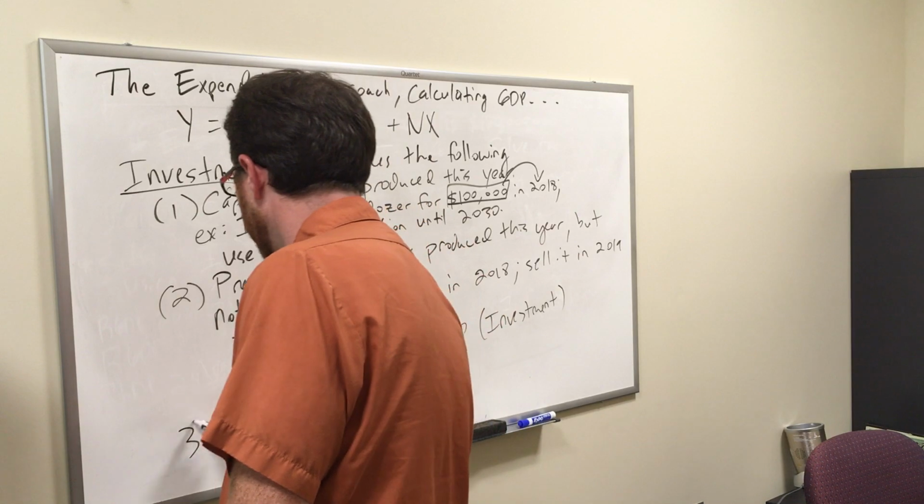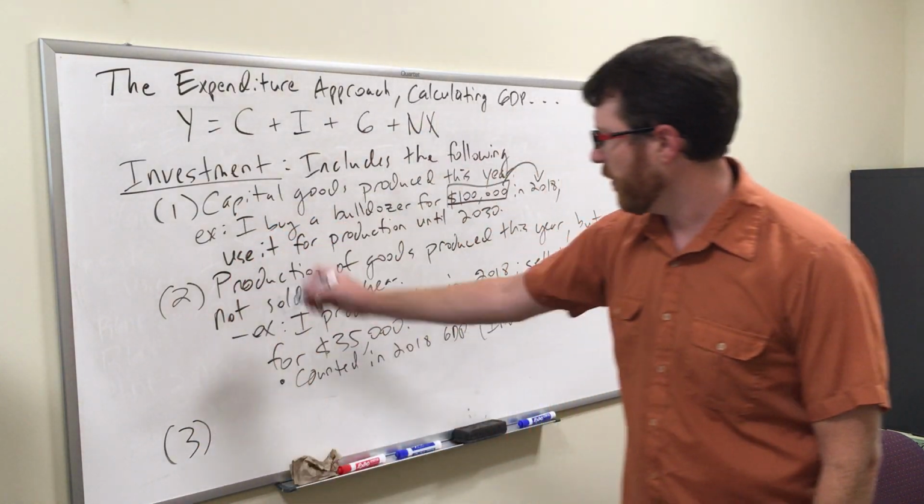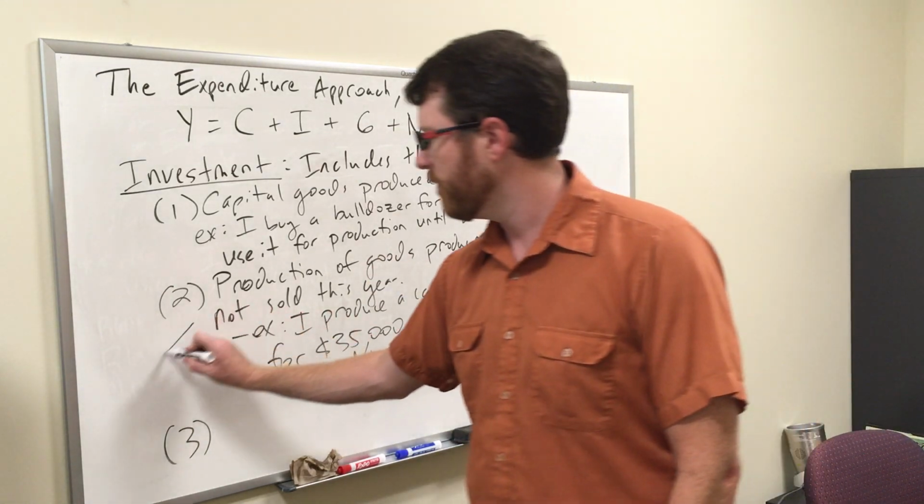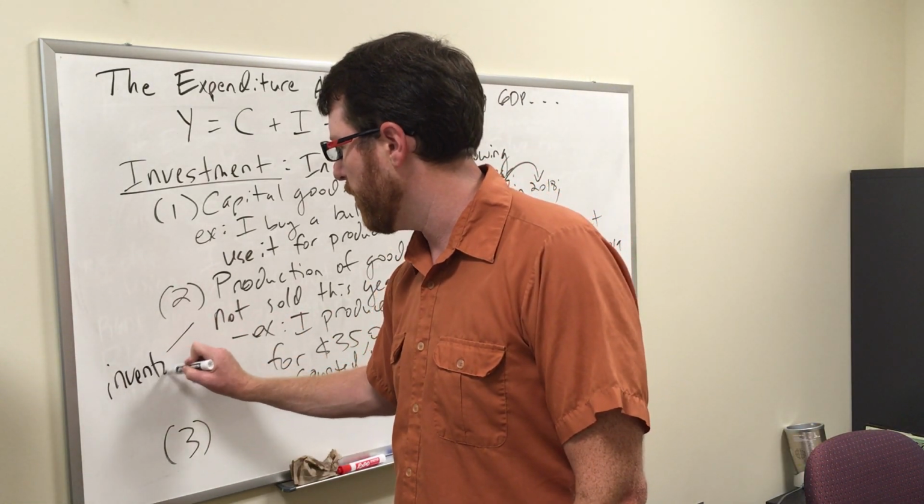And then the third thing that's included here, by the way, you can call this inventories, right? Goods that are produced but not yet sold. We could call these inventories. So in the book, that's what they refer to them as.